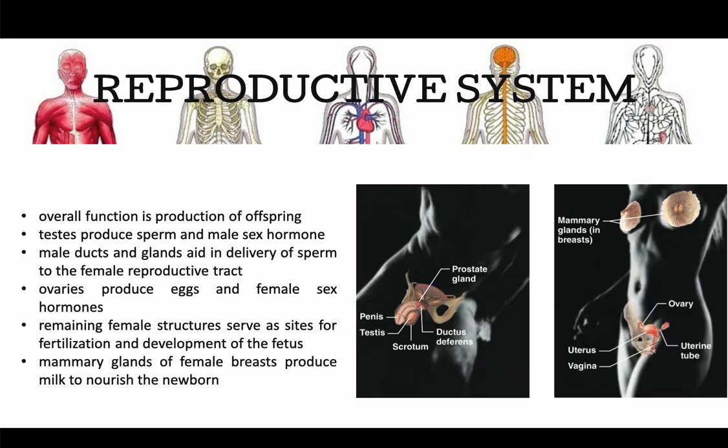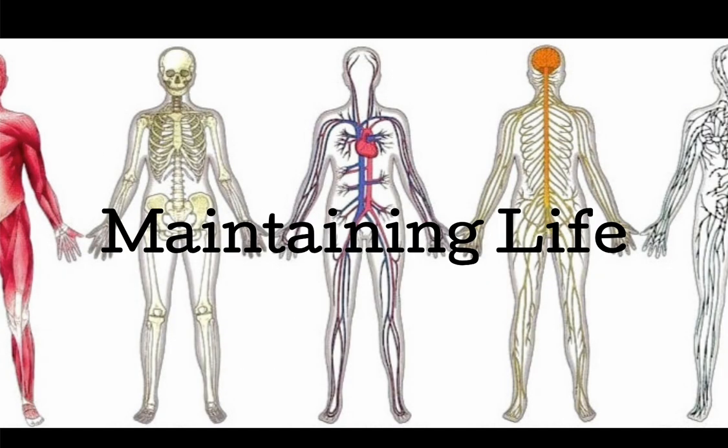Your reproductive system, this is the overall function in the production of offspring. So your testes, your male ducts and glands; if female, it's more of the ovaries that produce the eggs and female sex hormones. Later on, we will discuss that.